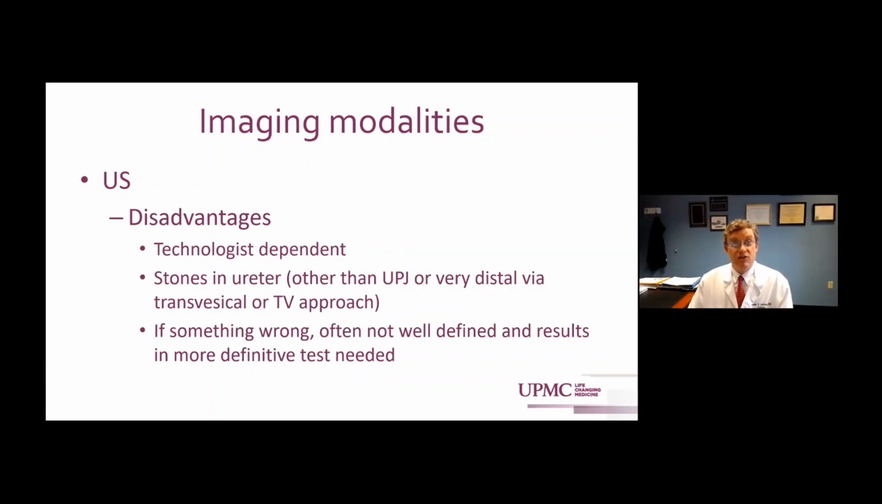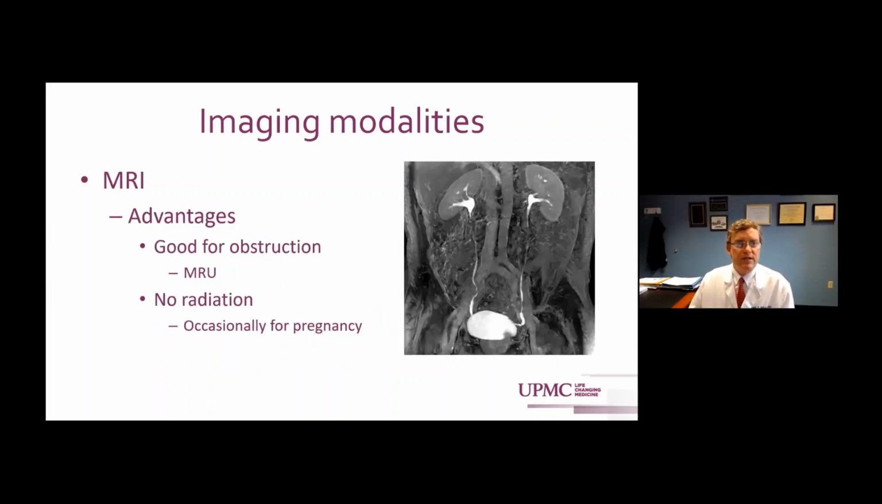Disadvantages, though, it is technologist dependent, and certainly we see a lot of things called in ultrasound that are totally not there, and other things that they completely miss. And I think it's not something that you can go back and look at the same way you can look at a CT or a KUB. You can't see stones in the ureter very well, other than at either end of the ureter. And a lot of times if something's wrong on the ultrasound, you're not quite sure what it is, and you still have to get some other tests to be more definitive. Although I would say that if it looks good, usually you feel pretty comfortable that the system's fairly normal, although that's not always the case.